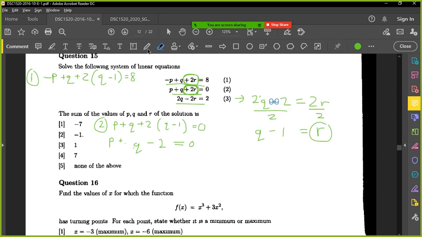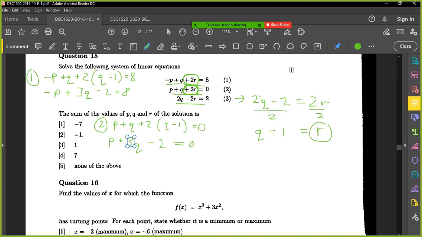And then at the top, minus P plus 2Q, that's plus 3Q, minus 2 equals 8. Good. So now what are you going to do?